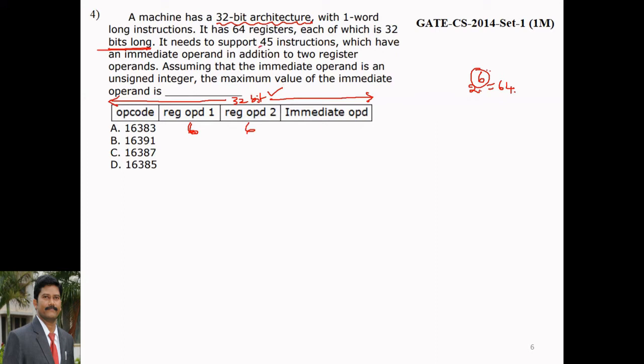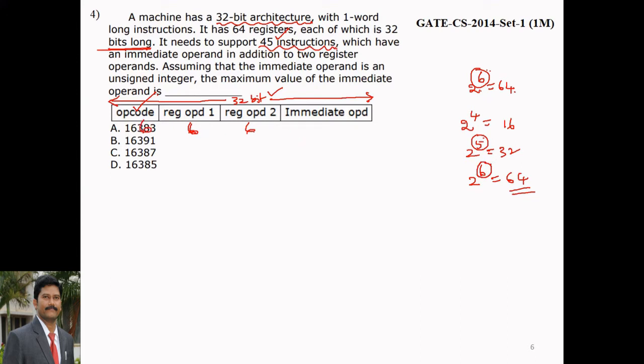It needs to support 45 instructions. Now, 45 instructions means what is the opcode length? How many bits are required in the opcode field to select 45 instructions? 2 power 4 is 16, 2 power 5 is 32. 5 address lines are not enough because there are 45 instructions. So we need to go for 6. There is 64, so we can easily select 45 instructions. So our opcode length is 6 bits, and here we need to write 6 bits.